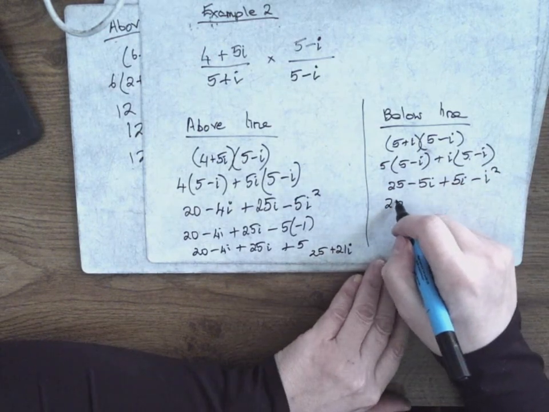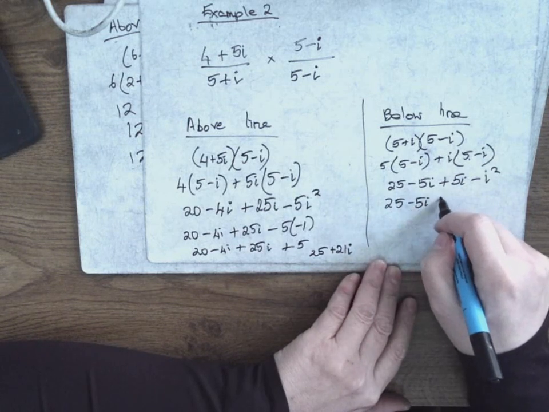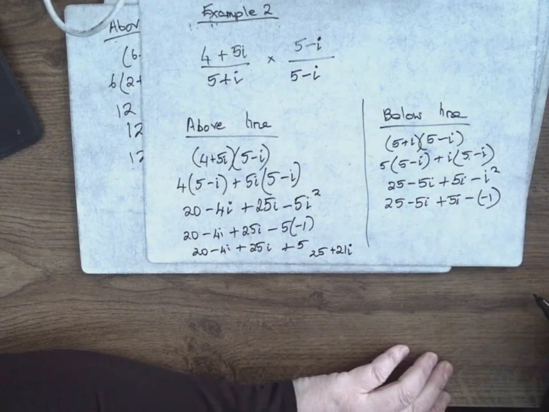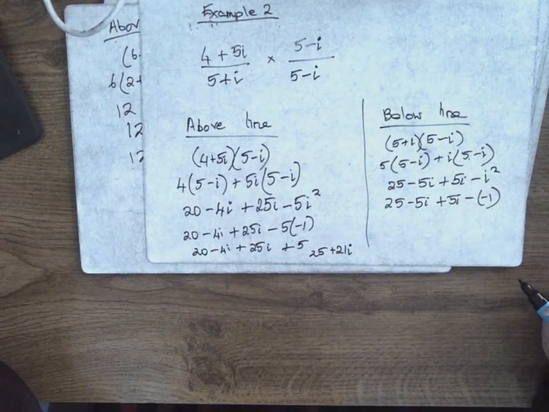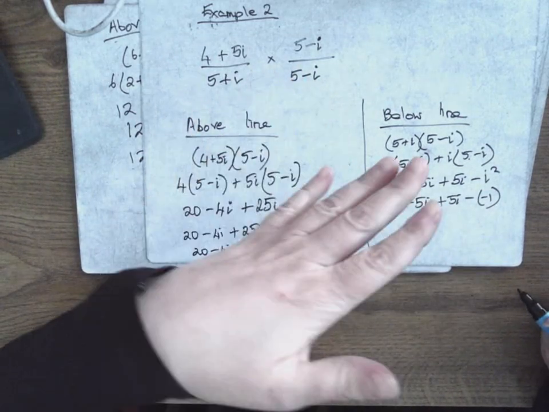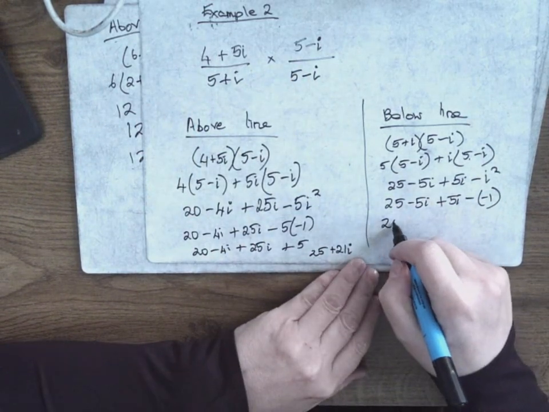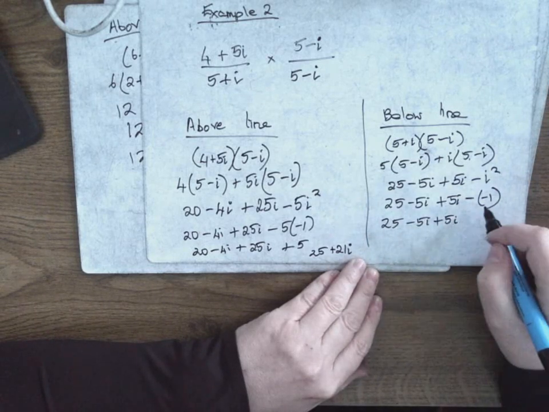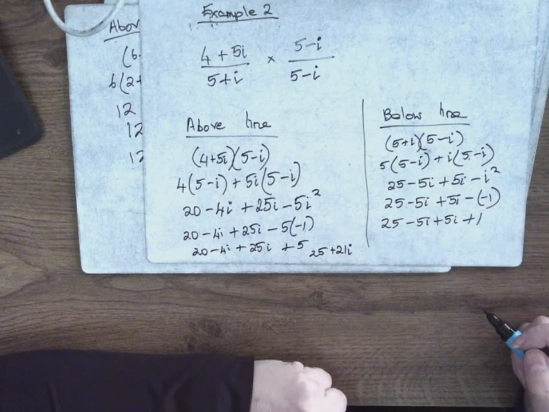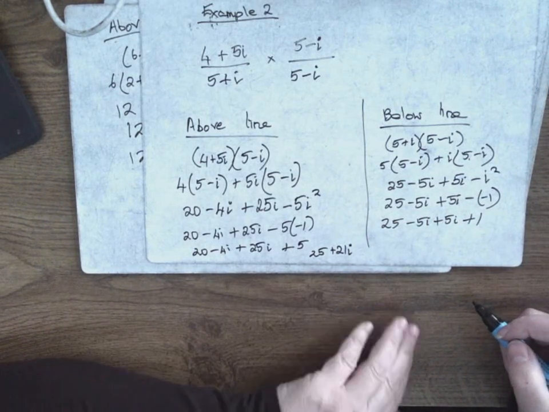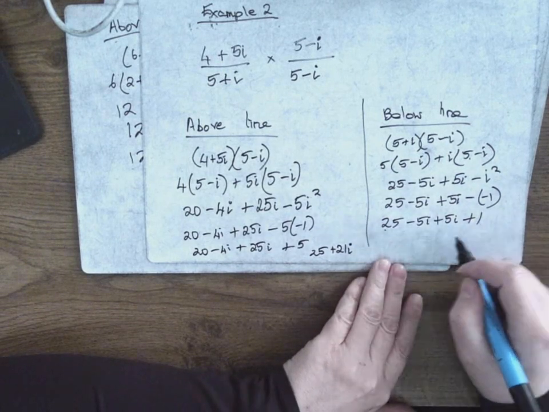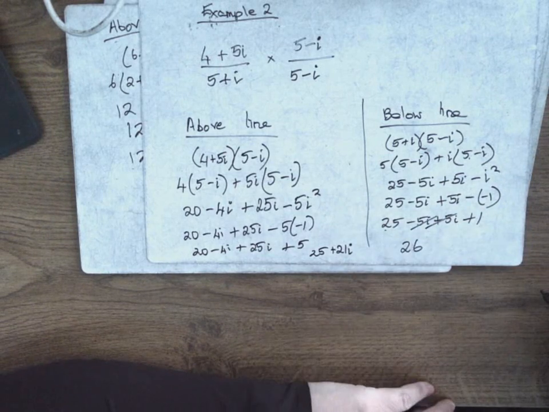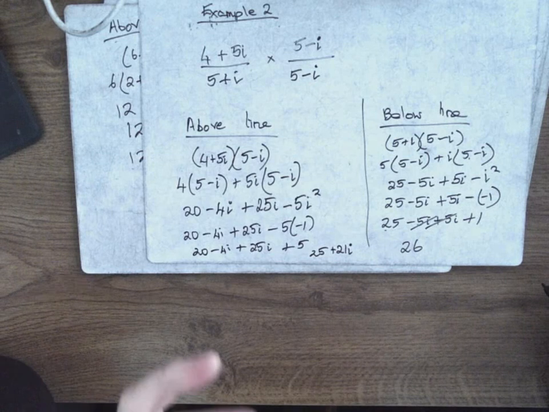So it's 25 minus 5i plus 5i minus and minus 1. There's nothing to multiply because it's just i squared on its own. So it's minus i squared, so that's minus minus 1. So that's 25 minus 5i plus 5i, and minus minus 1 becomes a plus 1. Is that okay? Then put your real bits together and your imaginary bits together. So the real bit is 25 plus 1, which is 26. And minus 5i and plus 5i give me 0. They cancel each other out, so just knock them out.